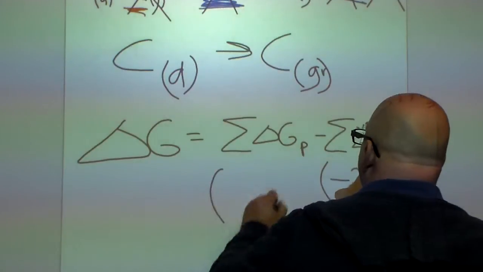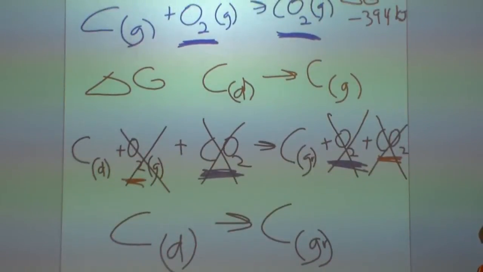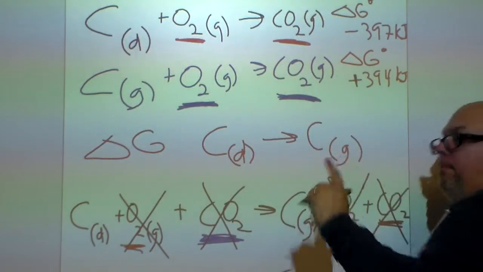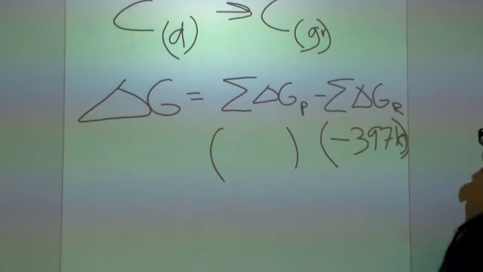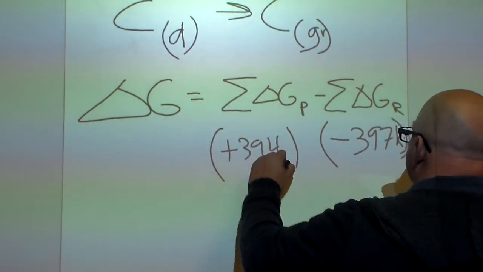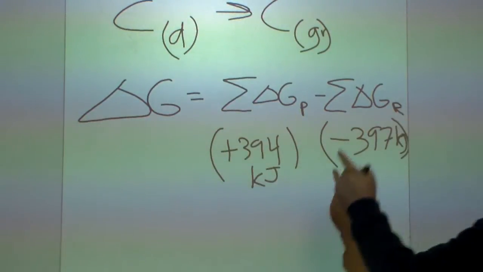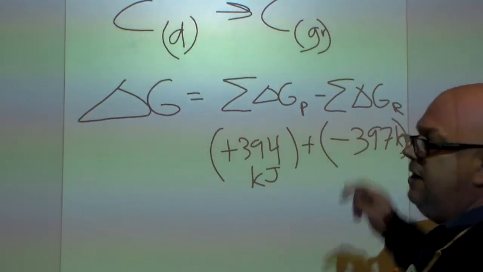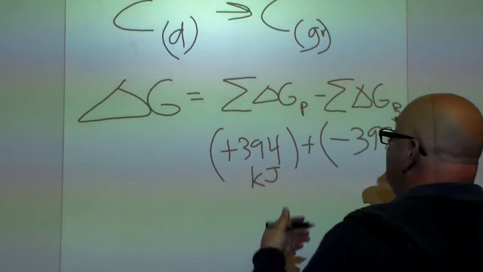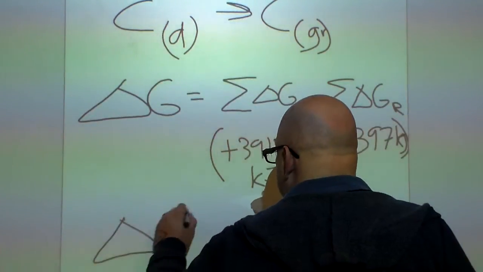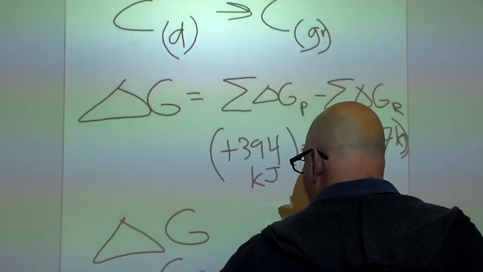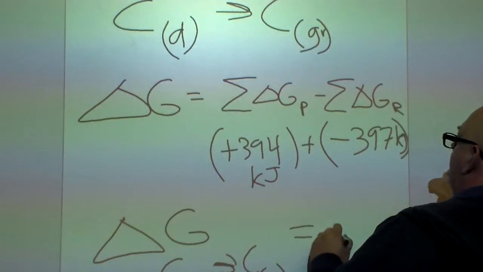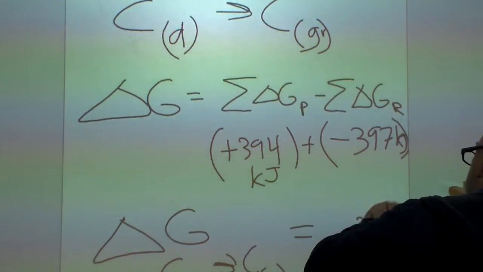And then over here, this is from the product, right? Our product that we got, our graphite. Well, our graphite, remember, because this was flipped, this is now going to become a positive 394 kilojoules. And then we have to combine those together. So we have a positive 394 plus a negative 397. We end up getting, at the end of the day, the delta G of our reaction of carbon going from a diamond to carbon in the form of graphite equal to negative 3 kilojoules.